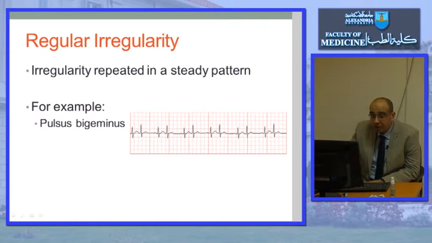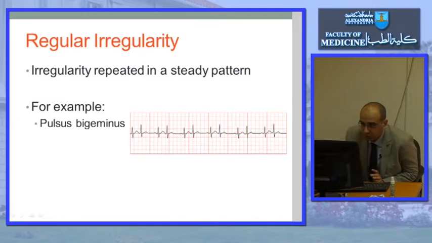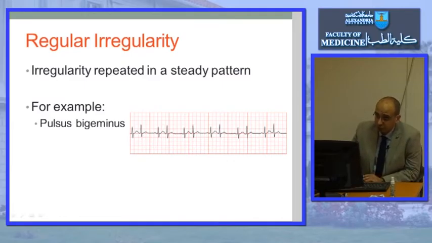We should measure the distance between different beats. This distance is short, followed by a long distance, short, long distance. So at first, when you look, there is irregularity. Then we should search whether this irregularity is regular or not. After a close look, we find that this irregularity is regular. This abnormal beat is following each normal beat.